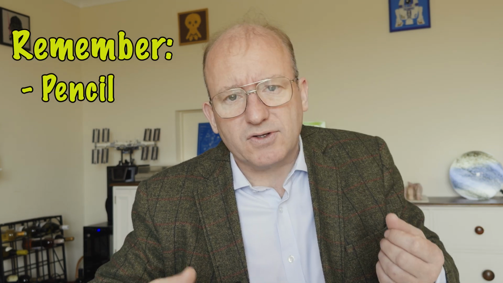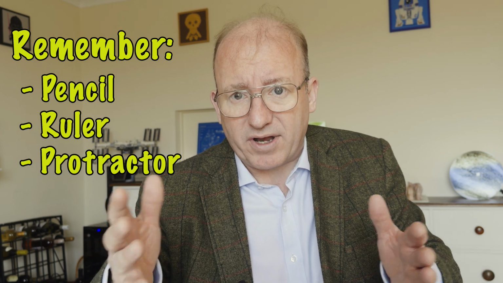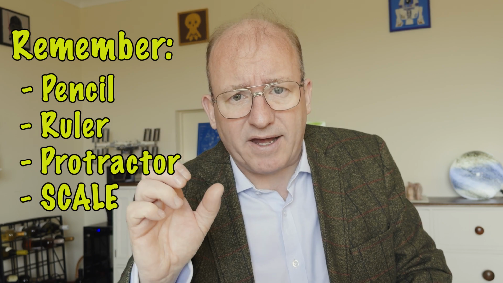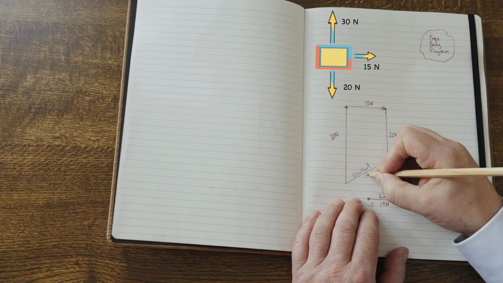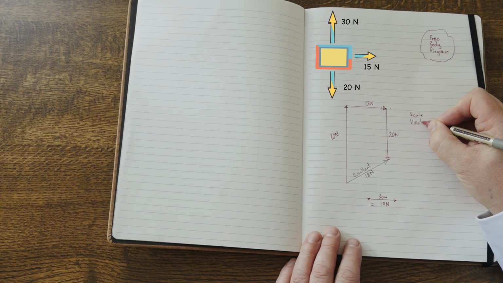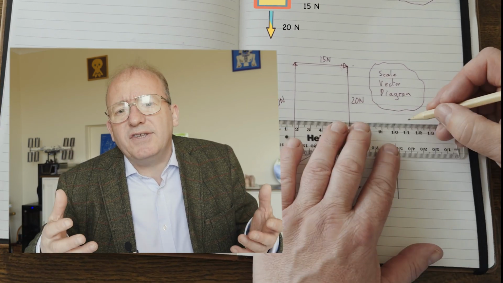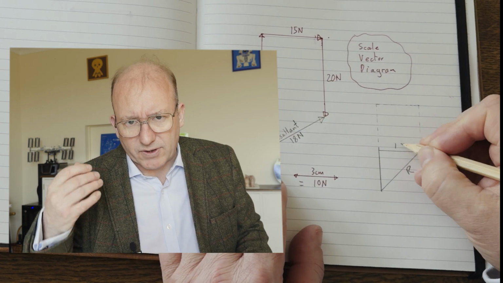One way of finding the resultant force is to accurately draw a scale vector diagram, and you do that obviously with a pencil, a ruler and a protractor, so don't forget to take those into an exam if you've got an exam coming up. Also, don't forget to add on a scale. You can now use the ruler to measure the magnitude of the resultant force and the protractor to measure the direction. Sometimes it may well be easy to use Pythagoras' theorem to calculate the magnitude of the resultant force.